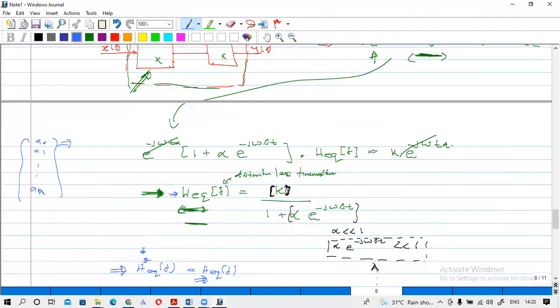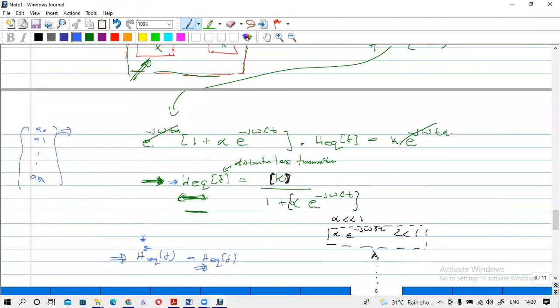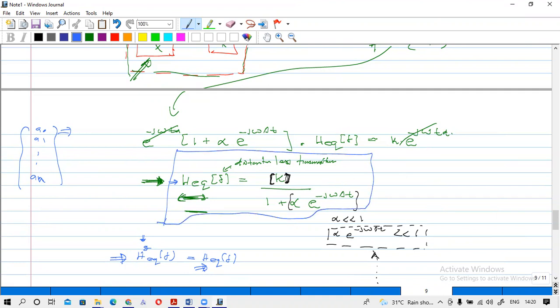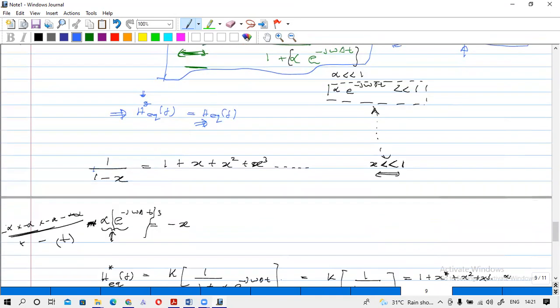So you can see that we have derived this one. I hope you have the idea how to derive this, but it is given in the question. And this k is equal to 1 because it is given as H_EQ(f) equal to 1 by 1 plus alpha e to the power minus j omega delta t. So in the question this is given. This is for distortionless transmission.